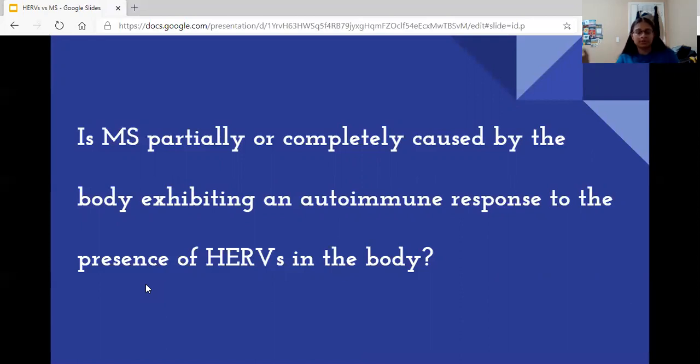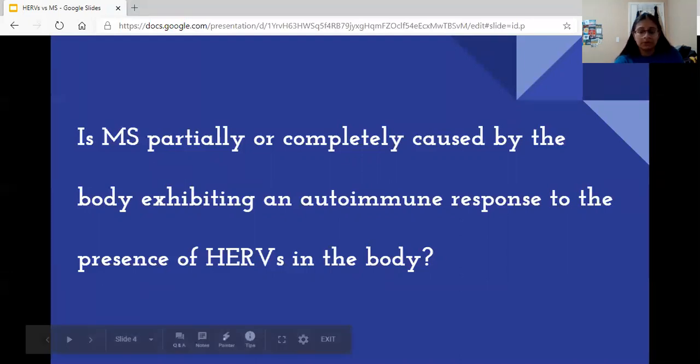multiple sclerosis in particular, along with possibly other neurodegenerative diseases, which are usually a result of an autoimmune reaction, are caused by the body attacking what it thinks is a foreign invader, when in reality, it's just a part of the human genome. But because it has an exogenous root, the body's immune system reacts in that way, attacking itself because it believes that these are foreign invaders rather than a part of the body itself.